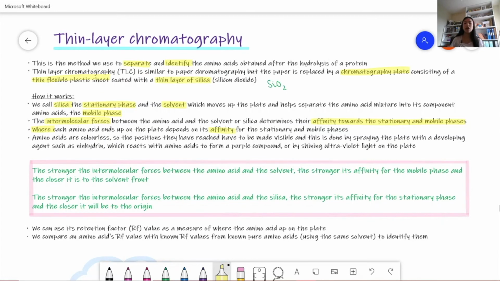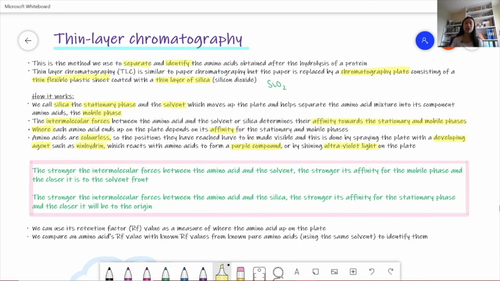So amino acids are colourless, and this is a really important thing to remember. And so the positions they have reached have to be made visible for us to be able to calculate an RF value, which we will look into a bit later. And this is done by spraying the plate either with a developing agent, such as ninhydrin, which reacts with amino acids to form a purple compound. So we'll get purple spots on the plastic sheet, or by shining ultraviolet light onto the plate.